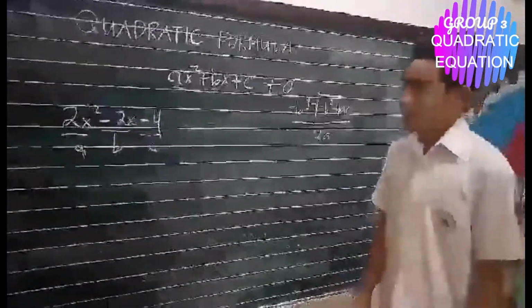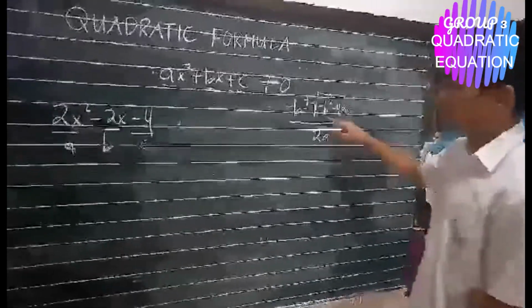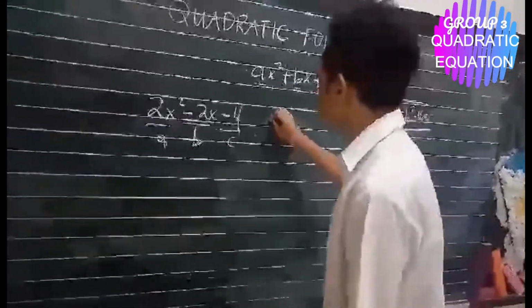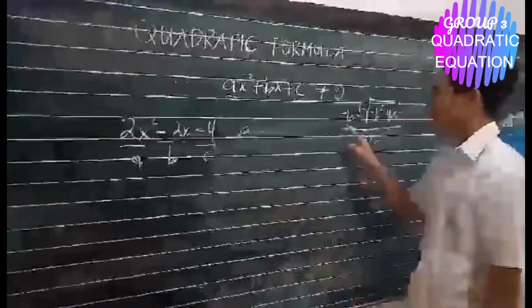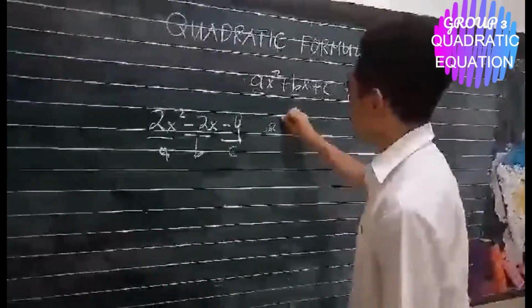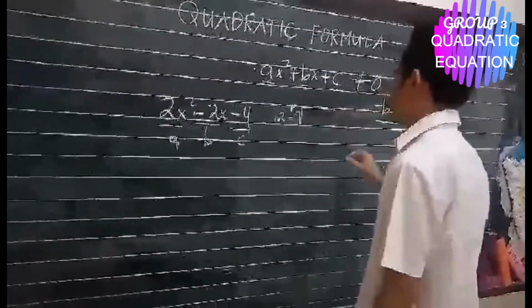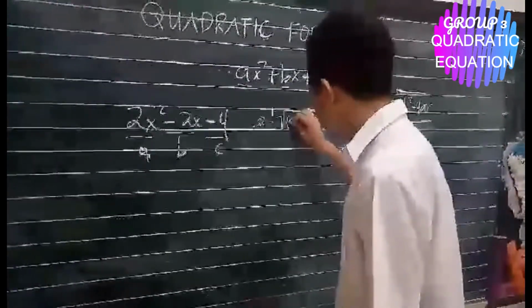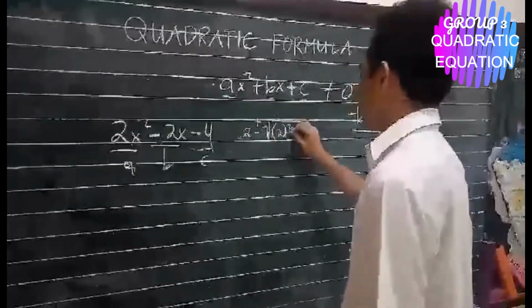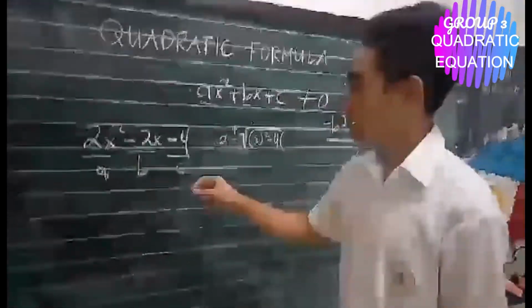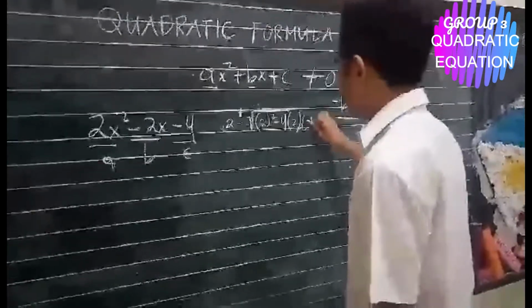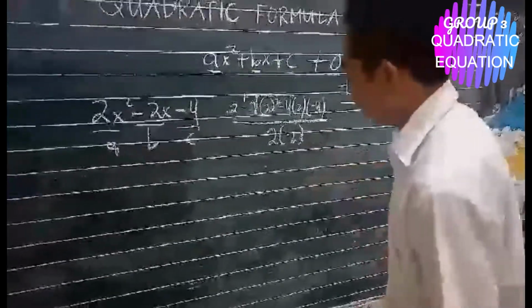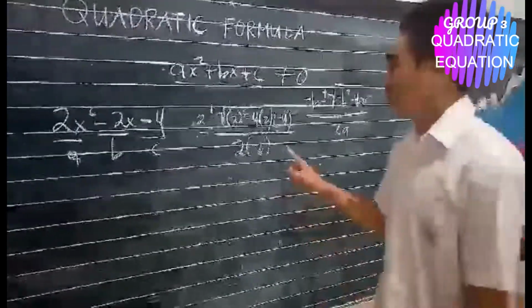To be able to solve the quadratic equation, you have to substitute all these letters accordingly. So our b is negative 2, which will become positive 2, because negative times negative equals positive. And then copy plus minus square root of negative b squared, which will become 2 quantity squared, minus 4, and our a is 2, and our c is negative 4, over 2 times 2.